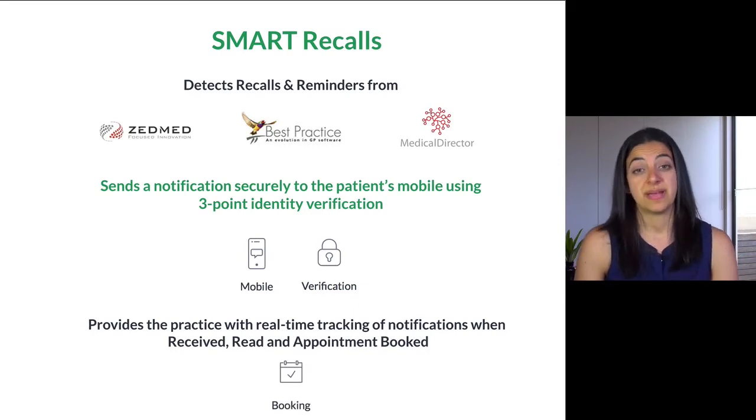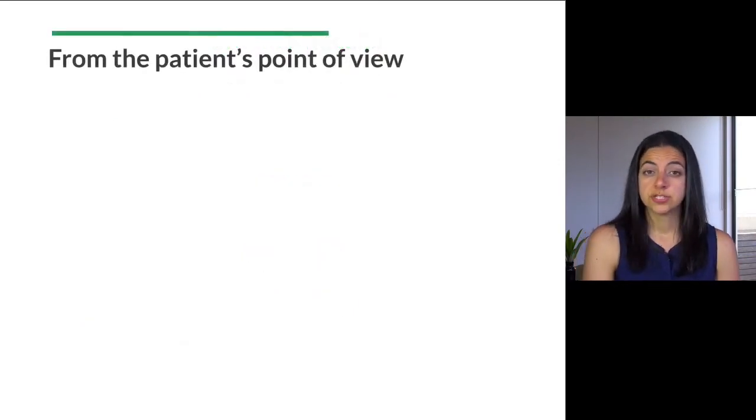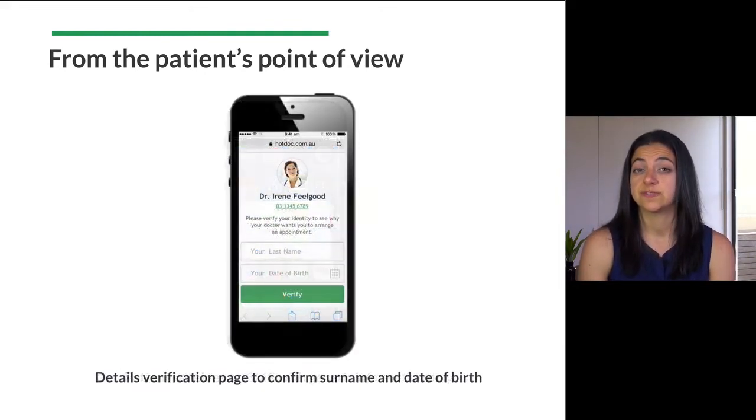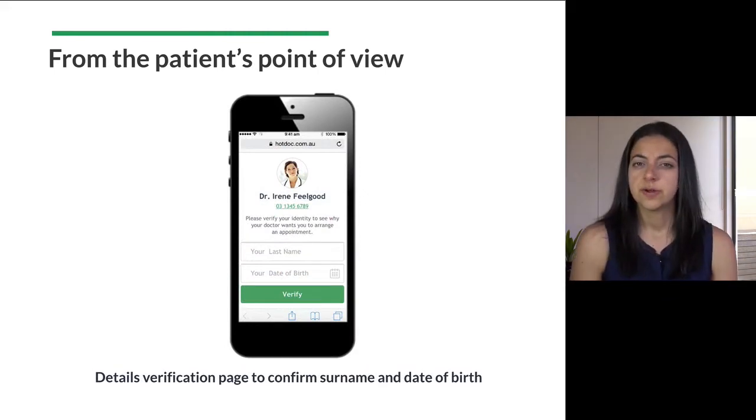This is the process from the patient's point of view. First, the patient receives an SMS with only generic information. Remember that no health information should be revealed on an SMS. So this message contains the practice name and phone number and a secure link that is unique to that patient. When the patient clicks on their secure link, they're taken to their details verification page. Once they confirm their surname and date of birth, they're able to securely see their full recall notification.